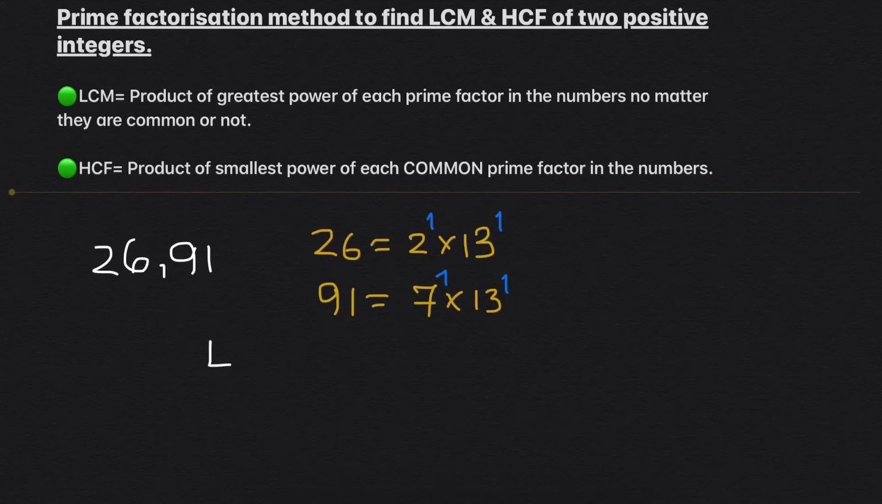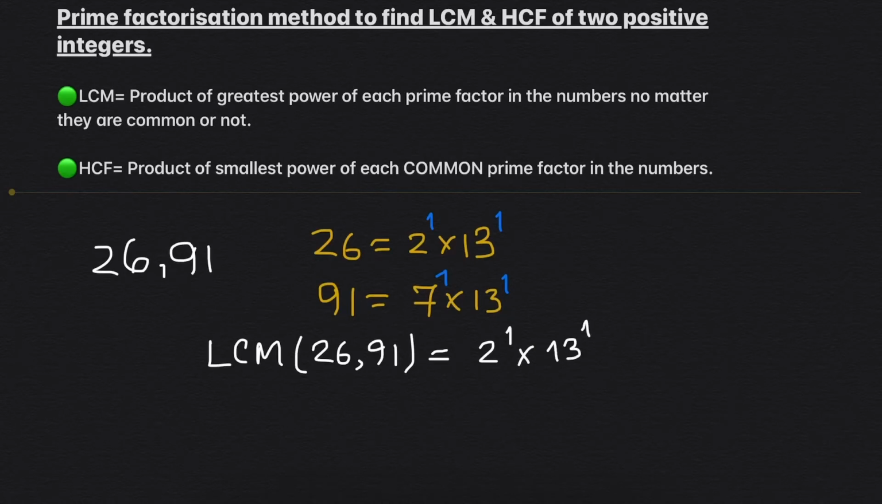Now let's find the LCM of 26 and 91. We take the product of the greatest power of each prime factor in the numbers, no matter whether they are common or not. So from 26 we have 2 to the power 1 into 13 to the power 1, and from 91 we have 7 to the power 1 and 13 to the power 1. As we have already considered 13 to the power 1, we don't have to consider it again. So if we do the calculation we get 182.